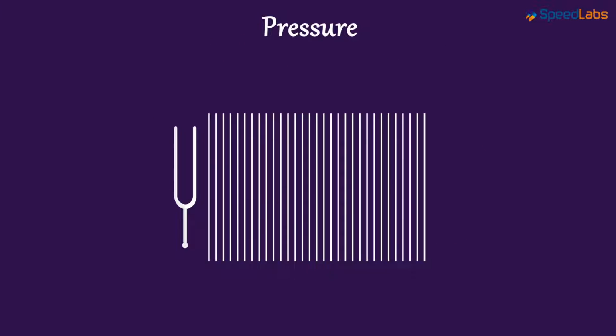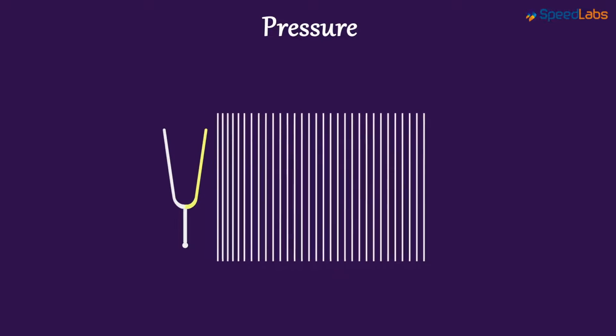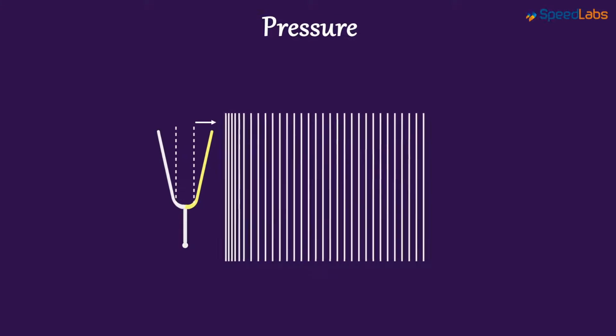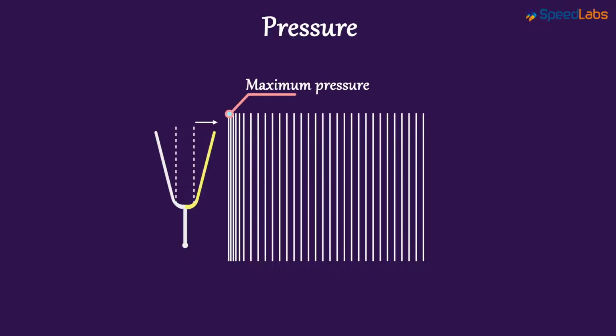What will happen to the pressure in the medium after we set our tuning fork into vibration? Let us see that. We will concentrate on the right prong. So when this prong moves away from its mean position, it applies pressure on the surrounding air particles. Due to this, the pressure in the nearby region increases and it keeps on increasing until it attains its maximum value. This region has the maximum pressure, which is why it is called peak compression.